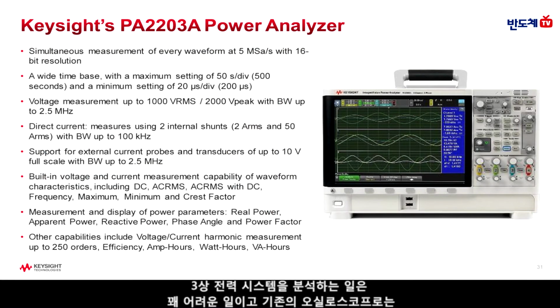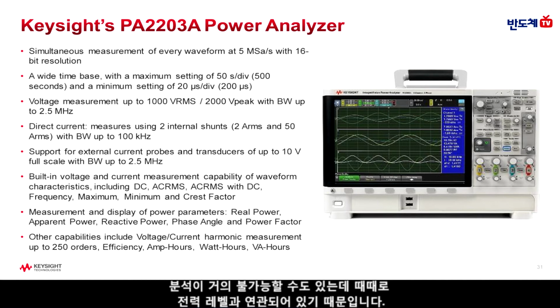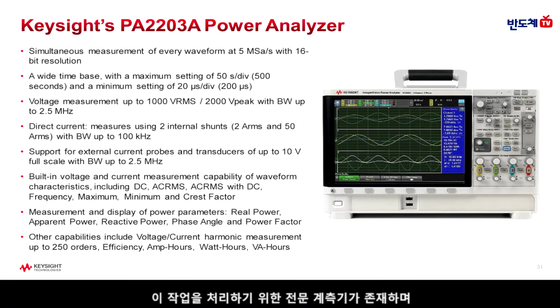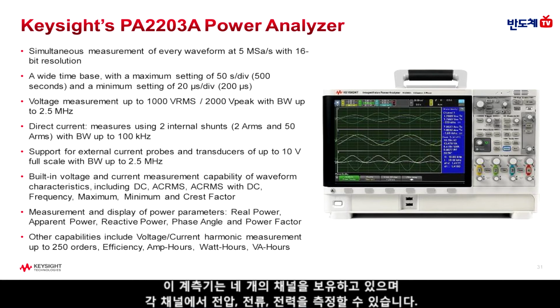Actually analyzing 3-phase power systems can be pretty difficult, almost impossible sometimes using a conventional oscilloscope, simply because of the power levels involved. So, of course, there are specialized instruments for this purpose. I wanted to mention, for example, Keysight has the PA2200 series of power analyzers, and the 2203 is in particular shown here. This instrument has four channels, each capable of measuring voltage, current, and power.